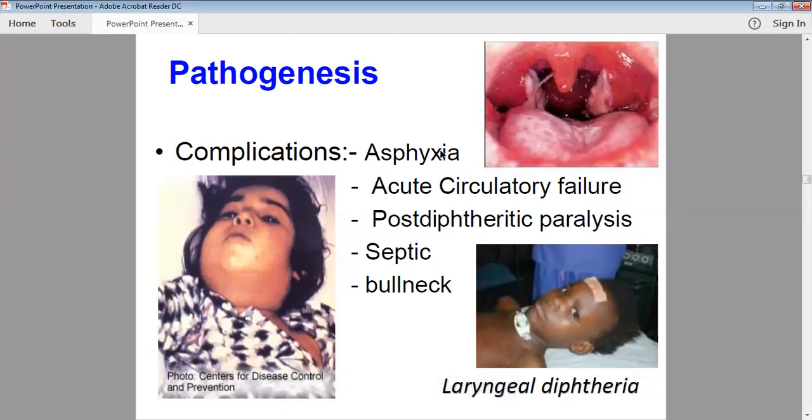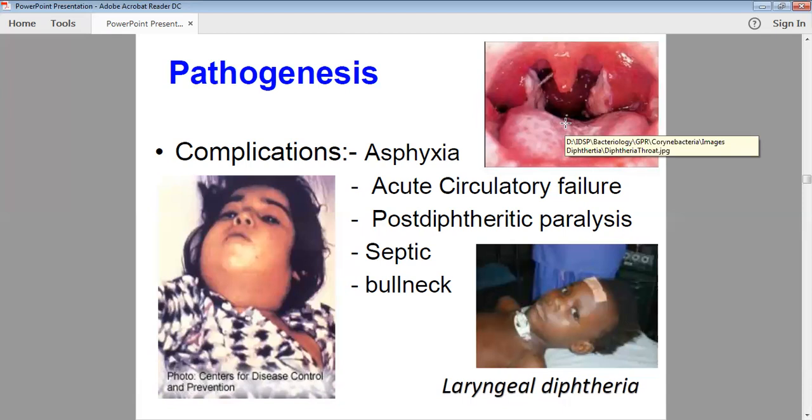So what are the complications? One is asphyxia. If not treated properly in the early stages, this layer blocks the airway. When it spreads to the trachea or below the pharynx, layer by layer the airway becomes obstructed. Involvement of the larynx means laryngitis and laryngeal diphtheria, so airway obstruction. Asphyxia is a mechanical complication. It is not due to the toxin. It is due to the multiplying bacteria and layer formation, and due to the layer there is asphyxia.